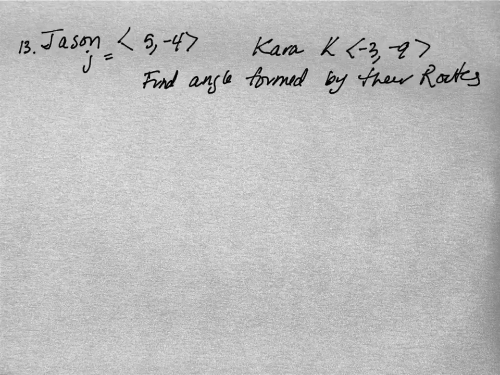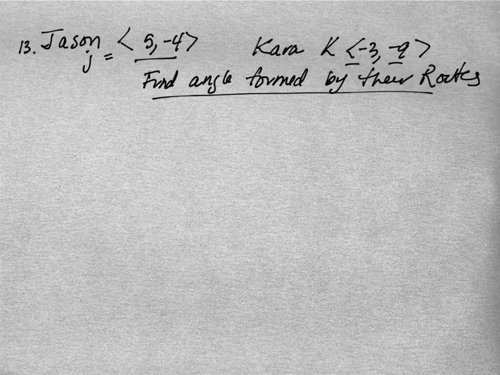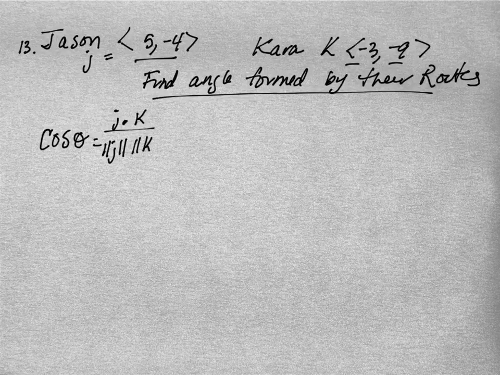So number 13, the last problem is about Jason and Kara running, and they leave at the same time. Jason's route can be represented by the vector j, 5, negative 4, and Kara is negative 3, negative 9 for k, and they want the angle formed by their route. So we would say that the cosine of theta, which is the angle, is the dot product of j times k over the magnitude of j times the magnitude of k.